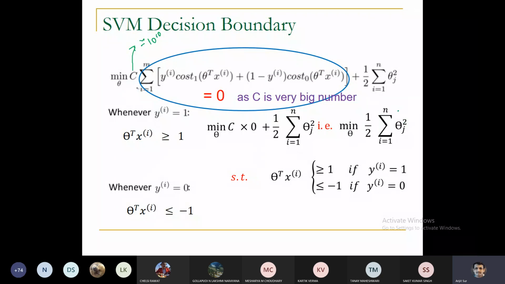This is only when y is equal to 1. Let's be very clear about it. And when y is equal to 0, theta transpose x is again minus 1. So the basic thing is this: theta transpose x_i is greater than or equal to 1 if y_i is equal to 1, and less than or equal to minus 1 if y_i is equal to 0. In this way you can also see the decision boundary.